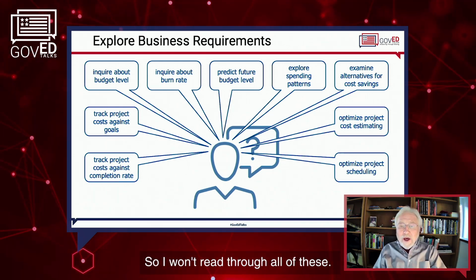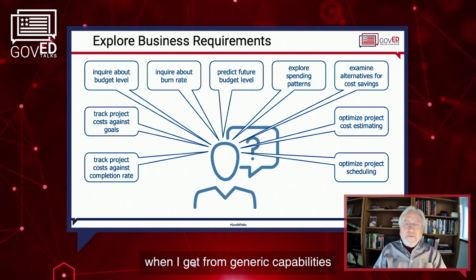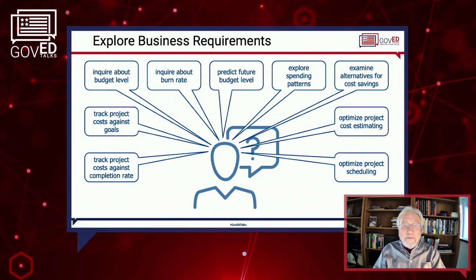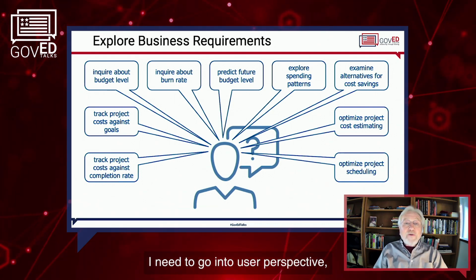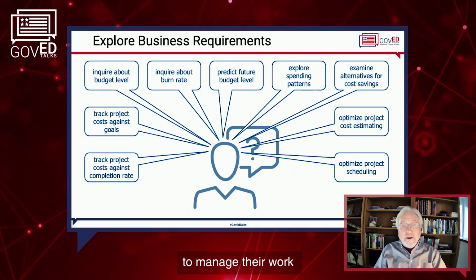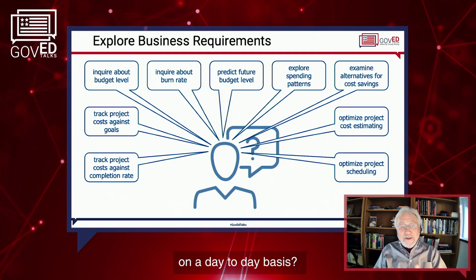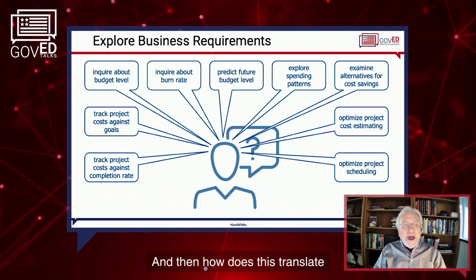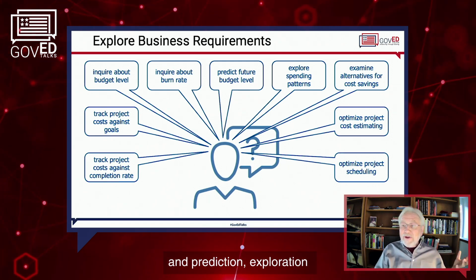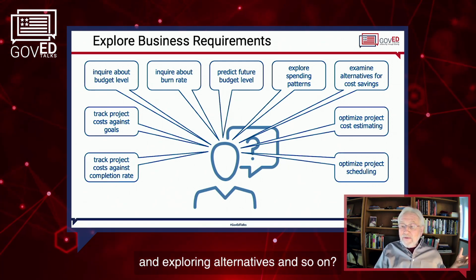So I won't read through all of these, but you can see that when I get from generic capabilities to specific use case examples, I need to go into user perspective, business perspective. What do people need to know to manage their work on a day-to-day basis? And then how does this translate to tracking and inquiry and prediction and exploration and exploring alternatives and so on?